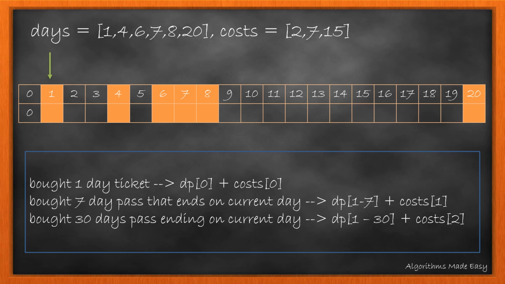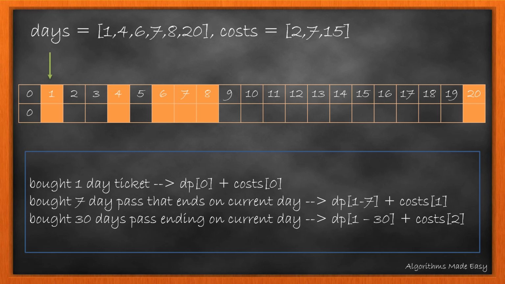The minimum cost till date after buying a 1-day ticket for day 1's travel will be the cost incurred till day i-1 plus the cost of 1-day ticket for the current day. This becomes dp[0] plus costs[0].